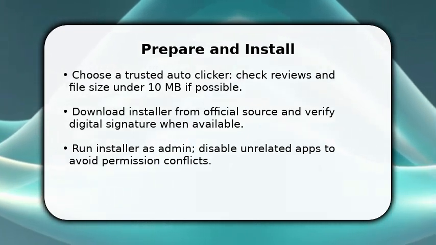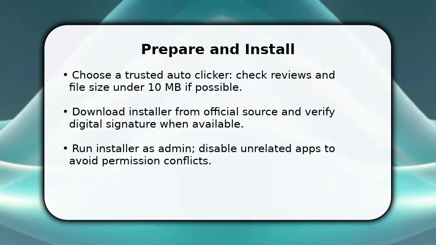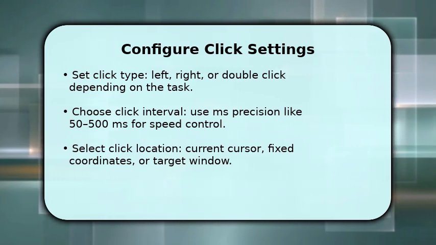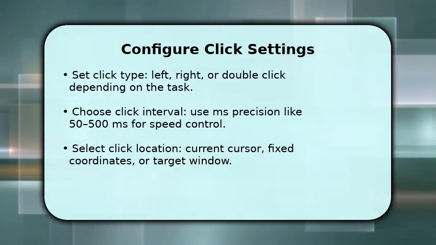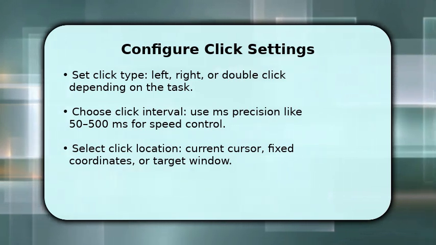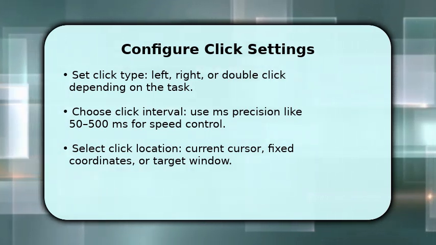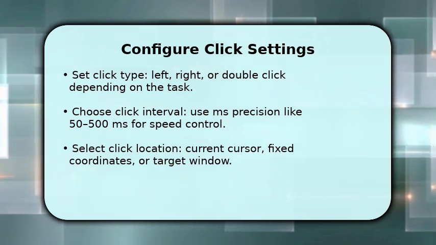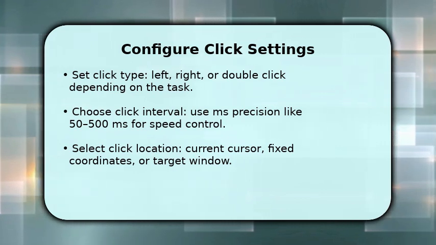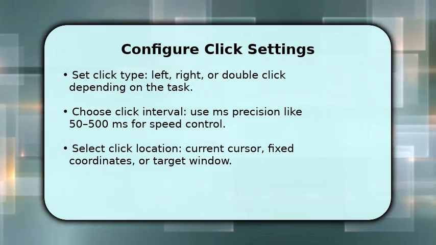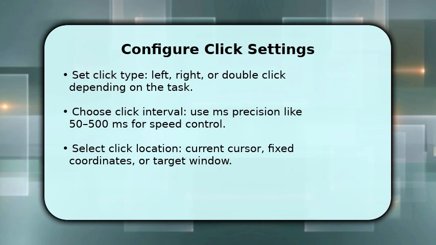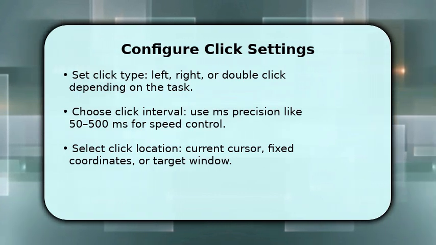You now configure how the clicker behaves and why each option matters. First, pick click type: left for selection, right for context, double for rapid activation, because choosing correctly prevents wrong actions. Next, set the interval in milliseconds. Faster values increase throughput but risk missed inputs, while higher values are safer. Then choose location mode: current cursor for manual targeting, fixed coordinates for repeatable tasks, or target window for apps that accept background click.